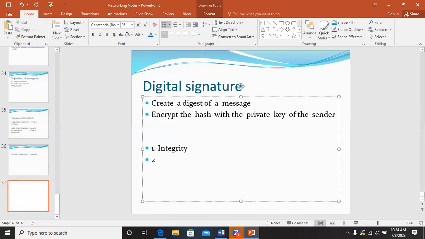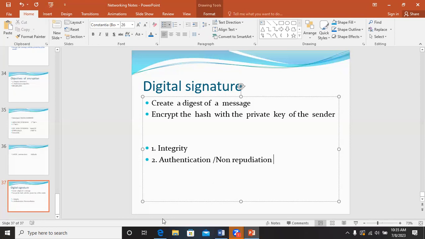Number two, since the private key of the sender is involved, we can use it to achieve authentication. We can use it to know whether the message is actually coming from the sender or not. And since it achieves authentication, it will also help you to achieve non-repudiation, since the private key of the sender is involved. So with a digital signature, you can achieve integrity, authentication, and non-repudiation.